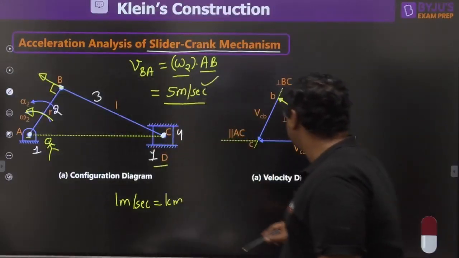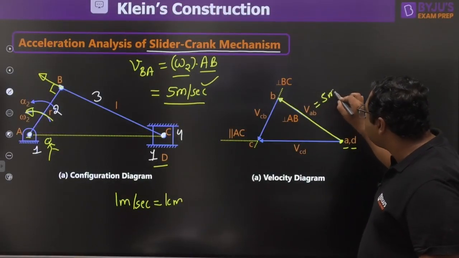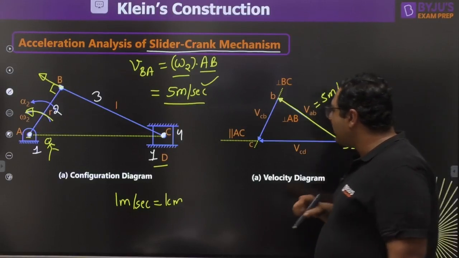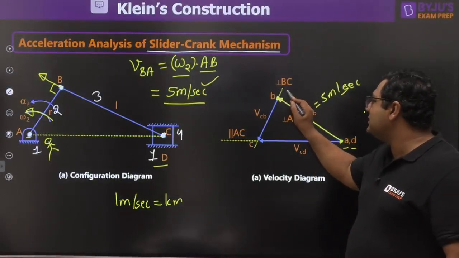Magnitude was also known to us, so I will be plotting this line. Let us say this is 5 meter per second. So I have plotted like this. So guys, now whatever the next point we are going to get, we are going to get the next point as B.